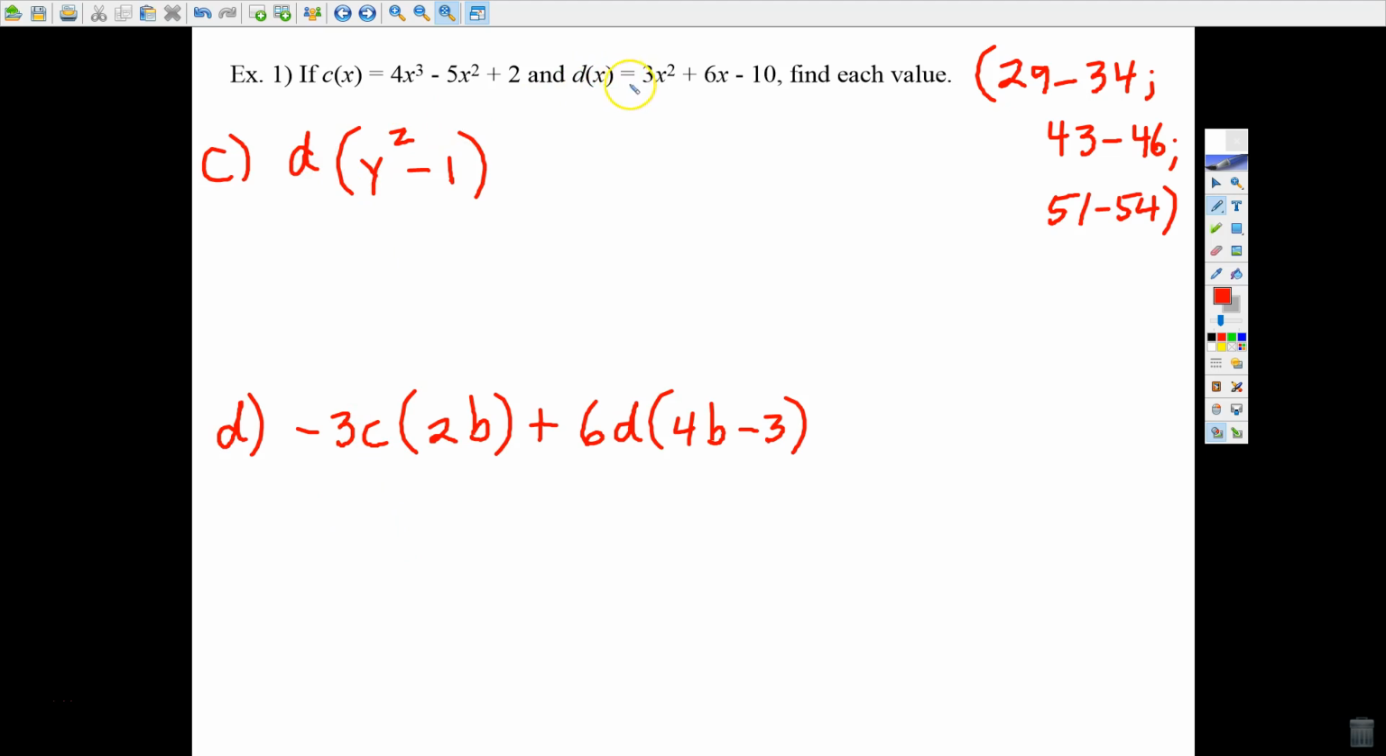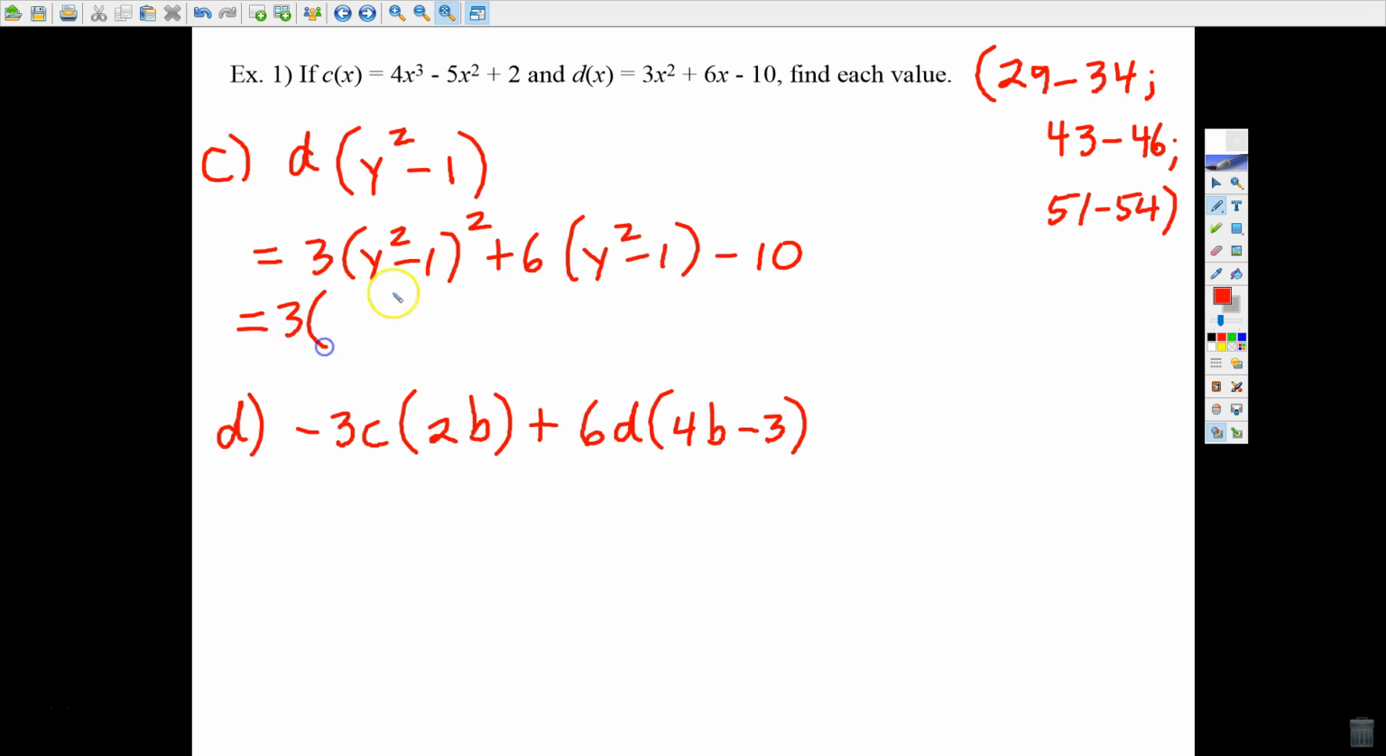This time we're going to go back to the D function, and in place of x, we're going to put y squared minus 1. So it looks like this. I've replaced the x's. Now we're in the D function. Okay, so remember we do powers first before we multiply. So remember squaring a binomial, there's a three-step mental math process. You would square the first term. I'm just going to bring down this 3 for a second. If I square y squared, I get y to the 4th.